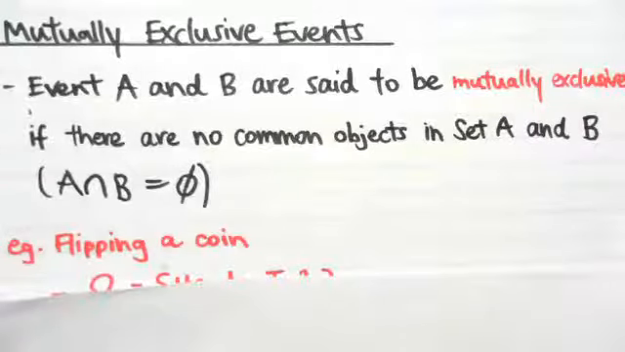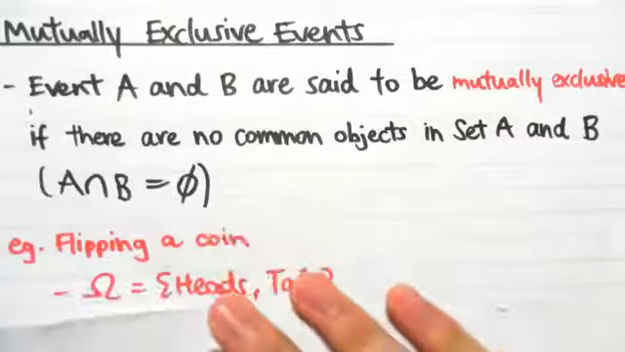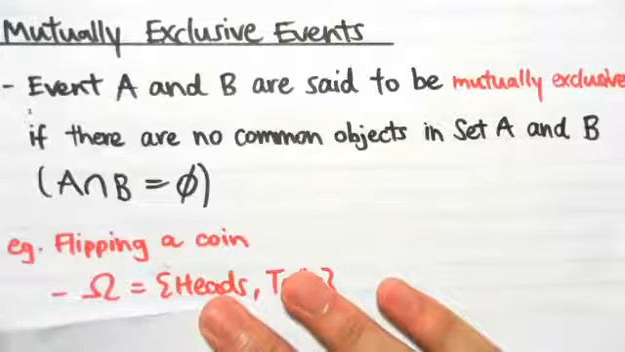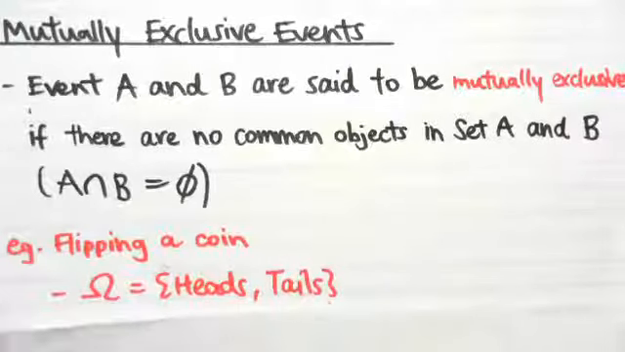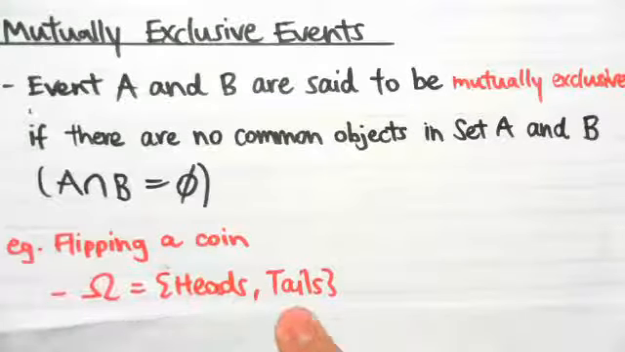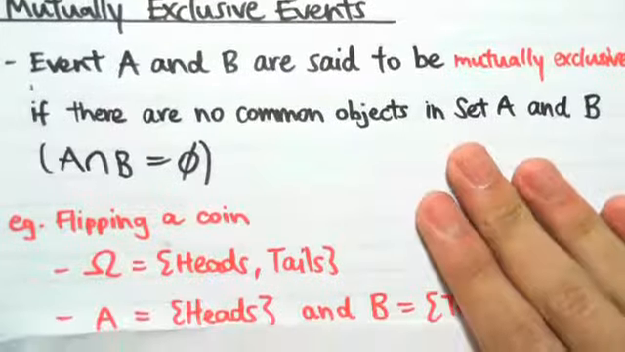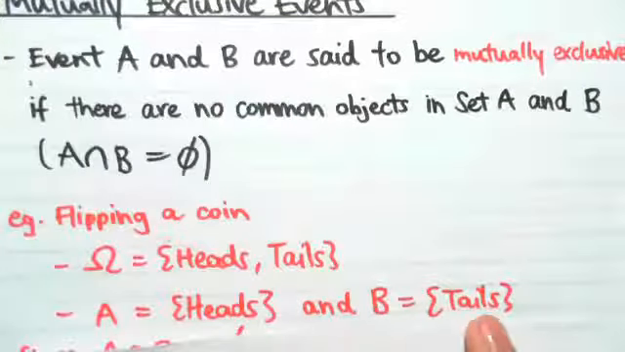For example, let's say you were flipping a coin. The two possibilities are heads and tails. That's equal to the Ω set, because that's the largest set possible for flipping a coin. Then you split them into two sets, A being heads and B being tails.